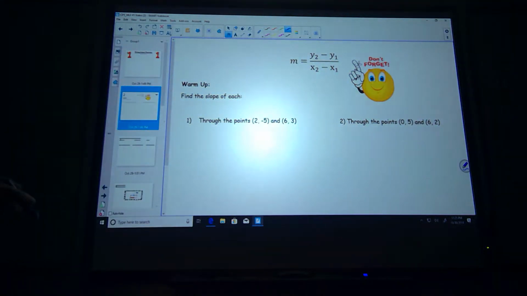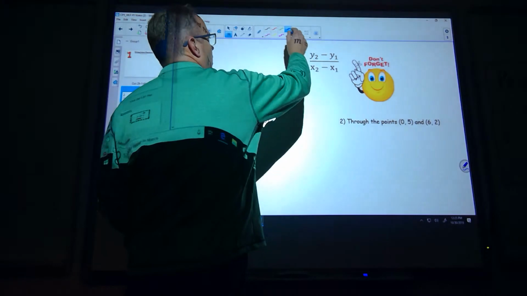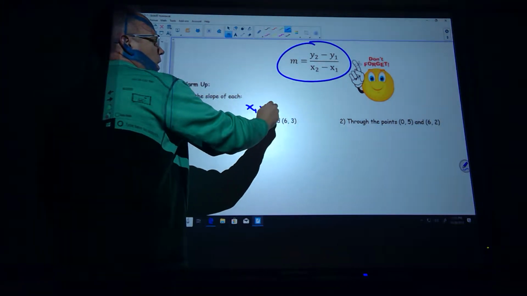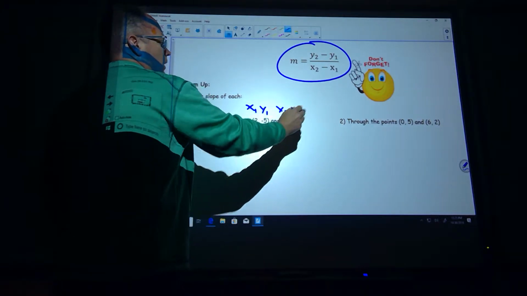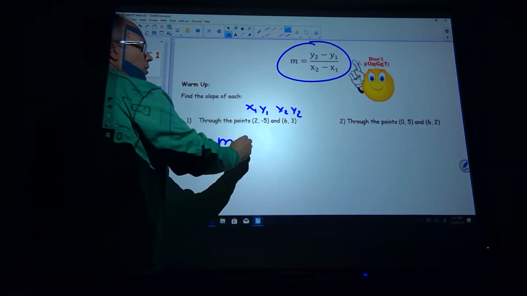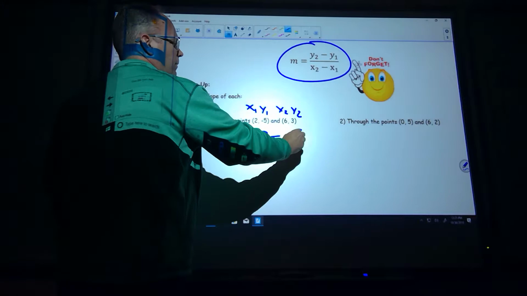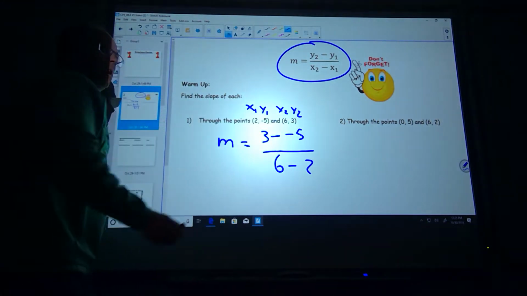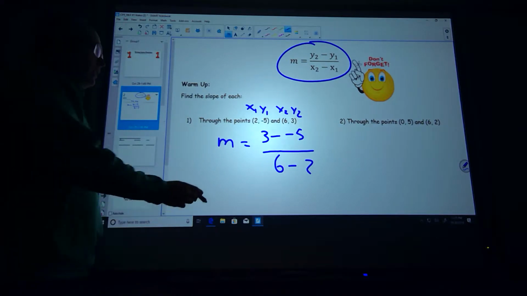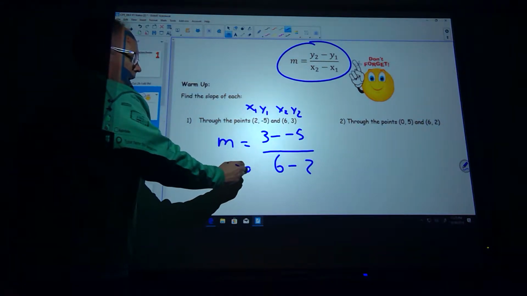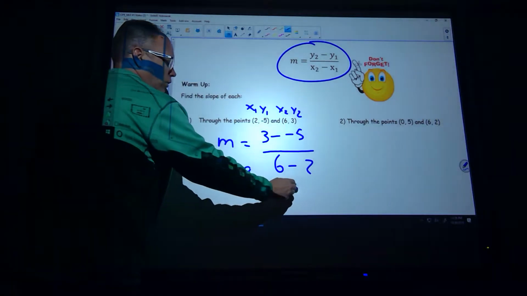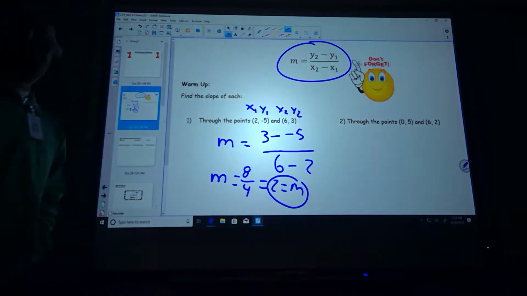So find the slope of each. Remember, this is the equation we're using. It's best if you label x1, y1, x2, y2. And then you subtract your y's. So 3 minus 5. Make sure you're watching your signs. 6 minus 2. 3 minus 5 is 3 plus 5, which is 8. So I get 8 over 6 minus 2, which is 4. And then you can reduce that so you find you have a slope of 2. Seem okay so far?